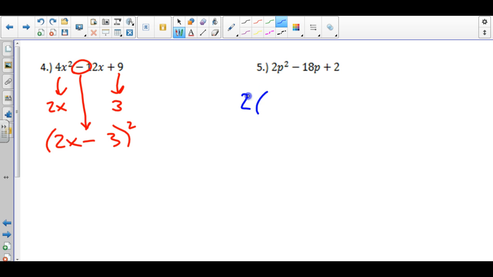So 2p squared divided by 2 is just p squared. Negative 18p divided by negative 2 is negative 9p. And then positive 2 divided by positive 2 is positive 1. And that is your final answer. You cannot go any further with this because there are no factors of 1 that are going to add up to negative 9. So there's nothing that you can do beyond this for factoring. So that is it.